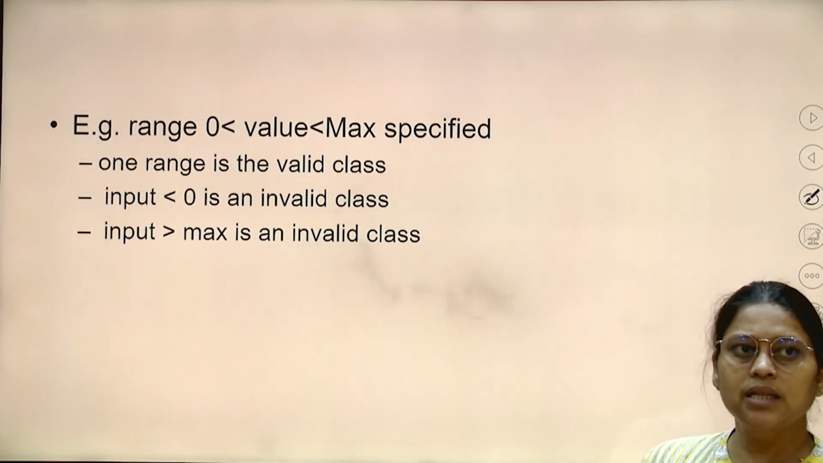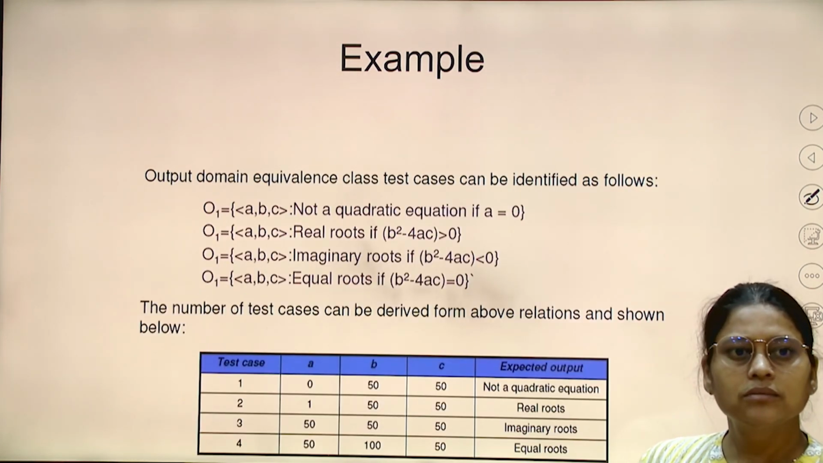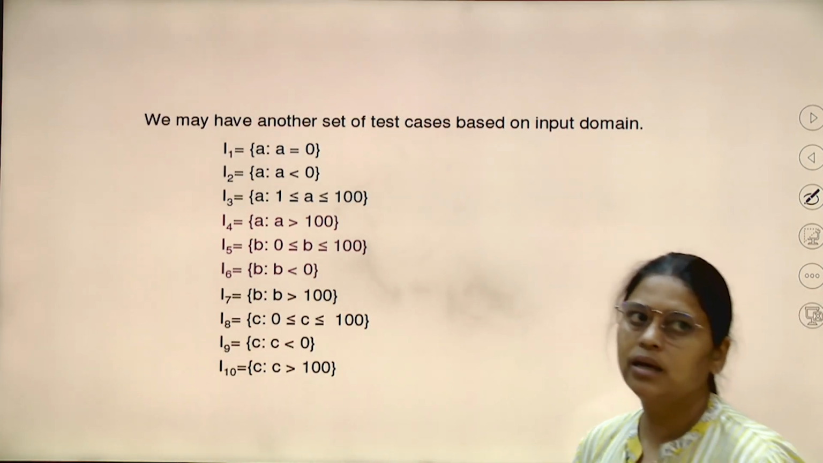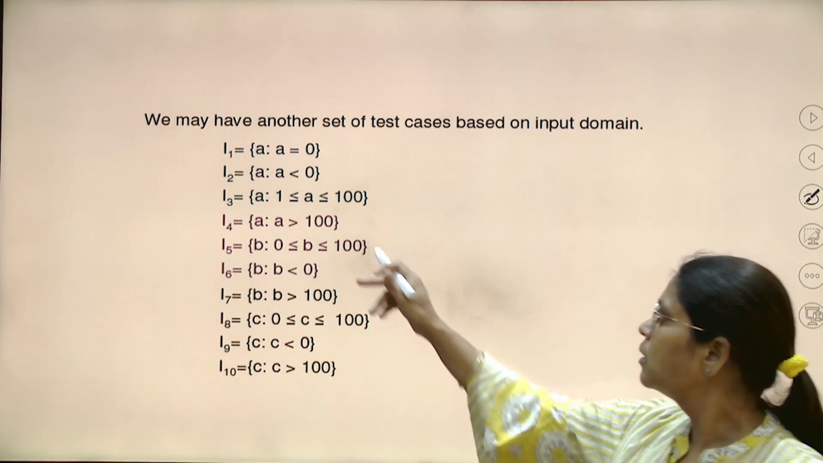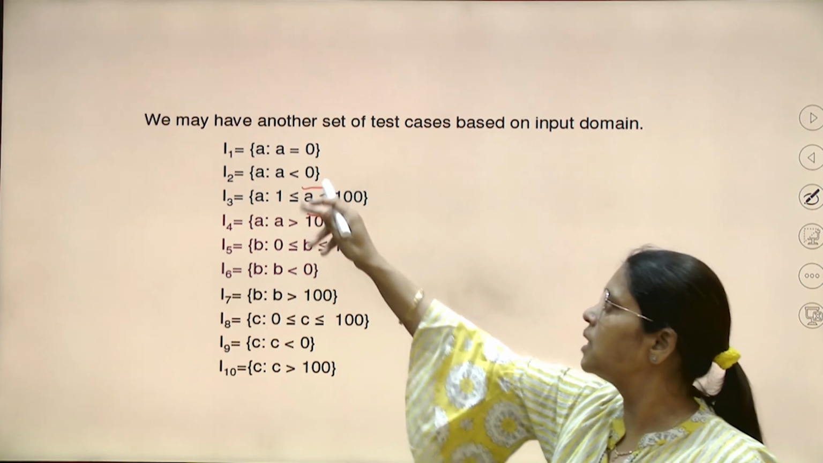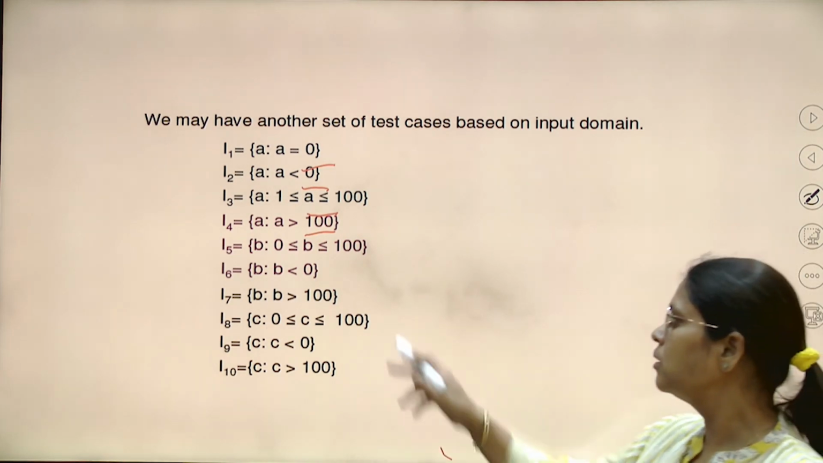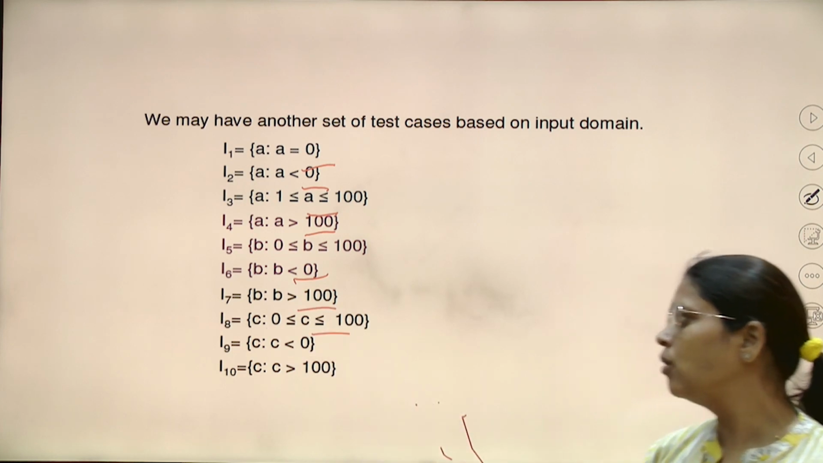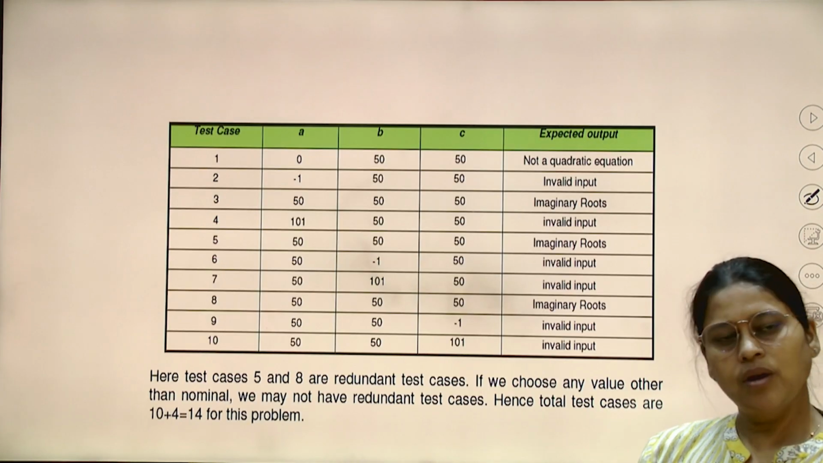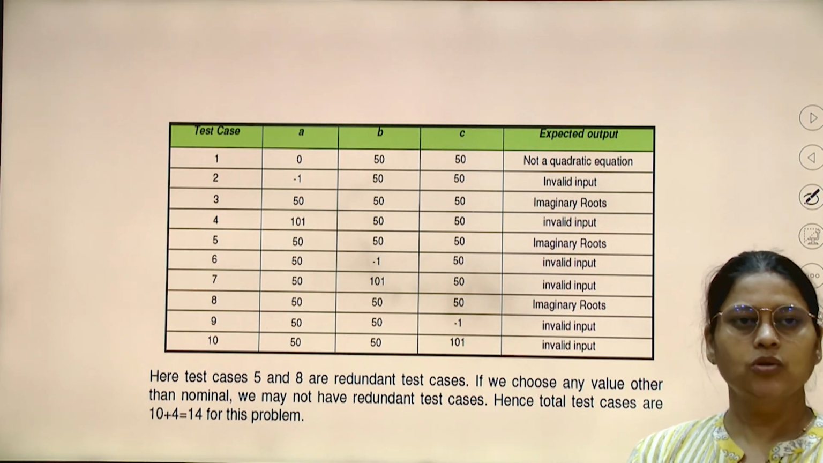So we take the similar example here of the quadratic equation. We put here some conditions, because the input domain range is 1 to 100: one condition is A less than 0, A equal to 0, and A greater than 100. Similarly, we put conditions for B and C: greater than 0, less than 0, greater than 100, and between 0 to 100. So we again generate test cases and perform this testing. So thank you very much.